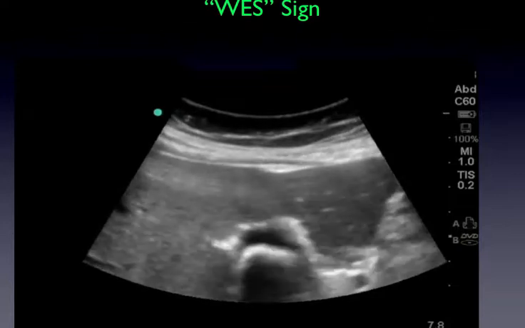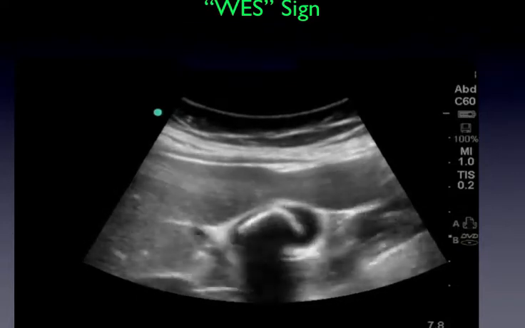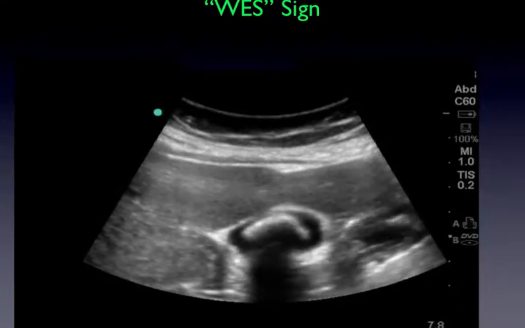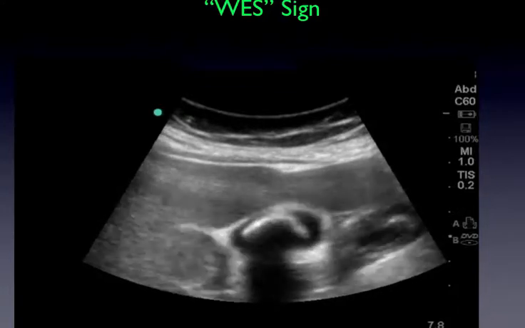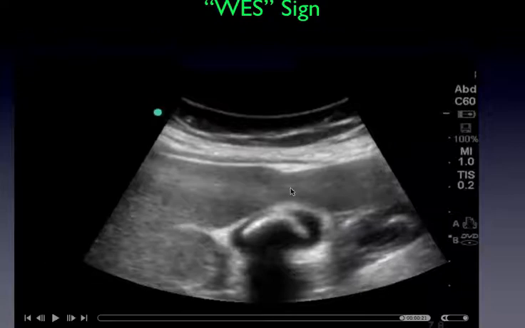All right, here's an important sign to remember, and that's the WES sign. So we know that ideally patients should be NPO past midnight for an ultrasound exam. Why? Well, if you eat something, particularly if it's a fatty meal, the bile will be released by the gallbladder. The gallbladder contracts, and you can't see the gallbladder as well. In this case, we have the gallbladder that's contracted around a stone.